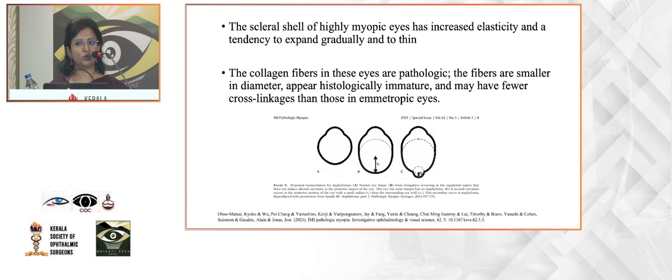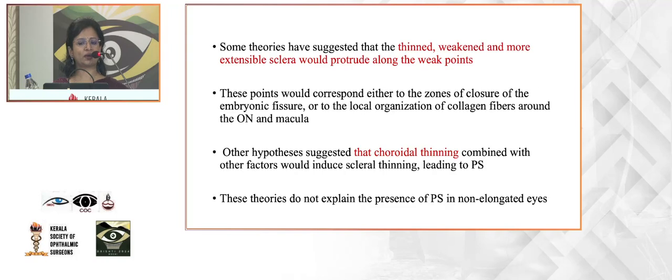So as we already know, the scleral shell in highly myopic eyes has increased elasticity, and over a period of time, tends to expand gradually and become thin. So many theories have been postulated for this staphyloma. One is the thinning of the sclera and the scleral protrusion along zones of closure or the embryonic fissure. The second one is choroidal thinning, causing scleral thinning and leading to staphyloma.